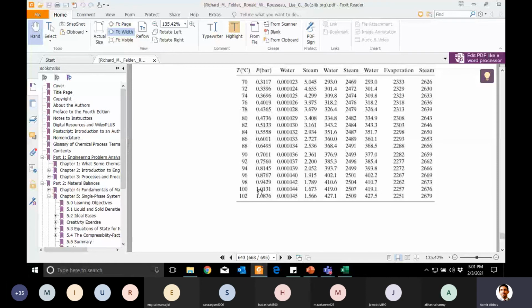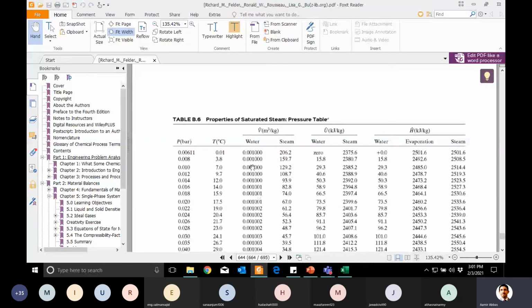So you can look at these: if it is water, what will be its specific volume, and if it is steam, what is its specific volume, as well as internal energy and enthalpy. You can read it from here. The second table which is provided here is properties of saturated steam. This is mentioned as a pressure table.